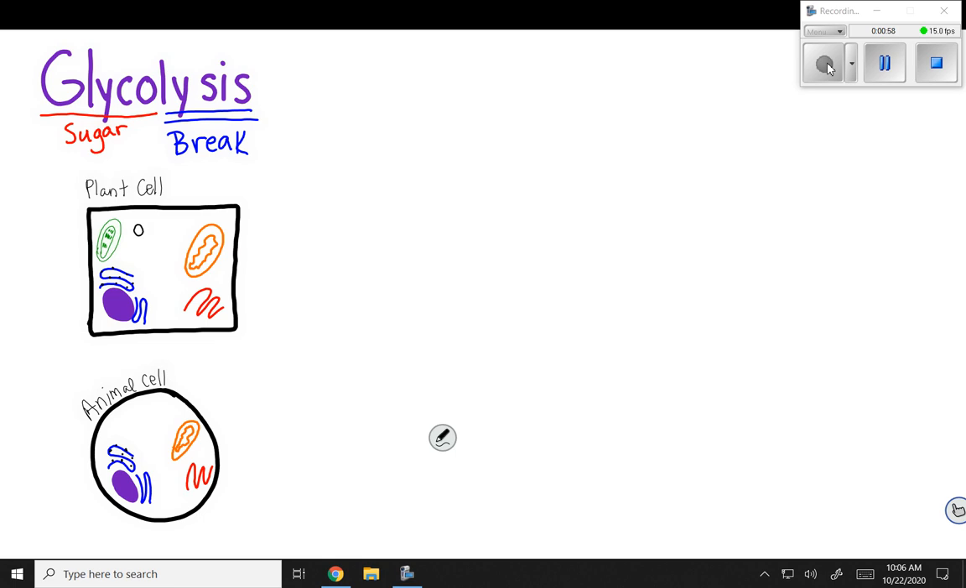So I'm going to go ahead and draw 6 carbons to represent a 6-carbon glucose. And basically, stuff is going to happen, and it's going to split that molecule into 2 3-carbon molecules. And when we broke that bond, we released energy.